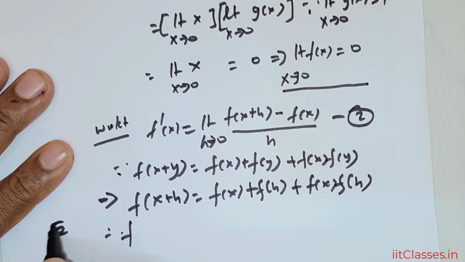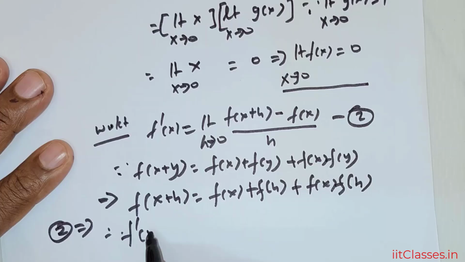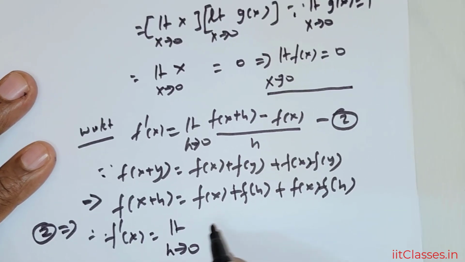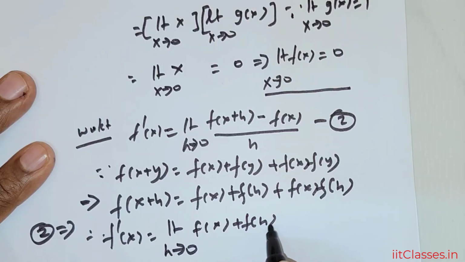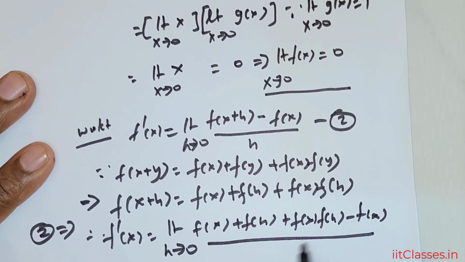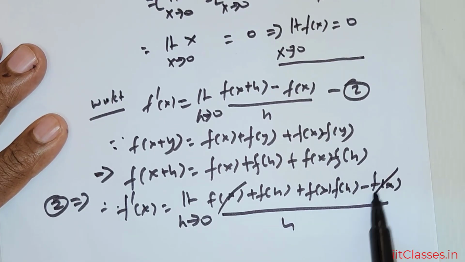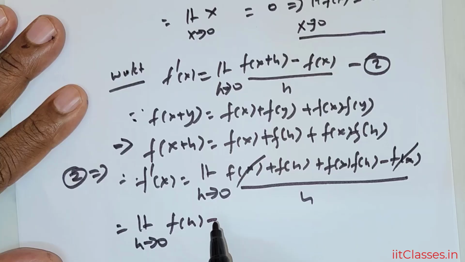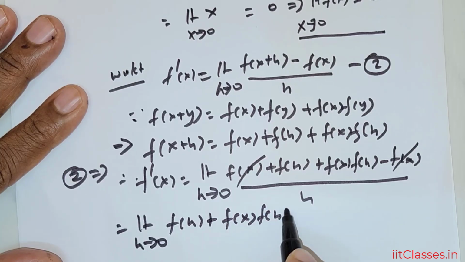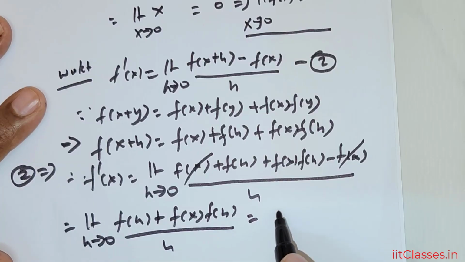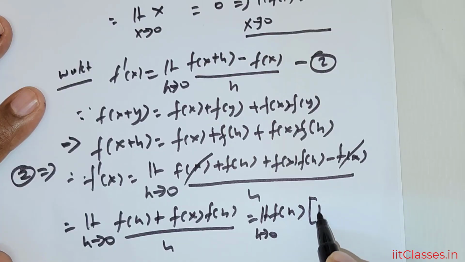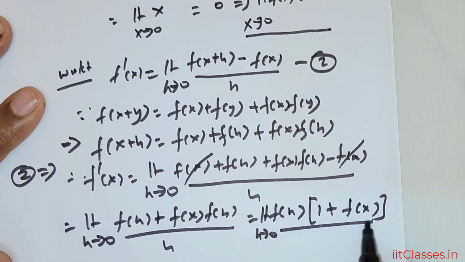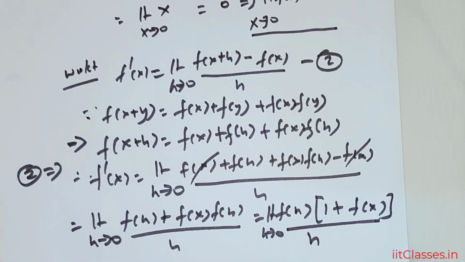therefore 2 would result in f'(x) being equal to the limit as h tends to 0 of f(x) + f(h) + f(x)f(h) minus f(x), over h. Now f(x) and minus f(x) get cancelled. This in turn would give you the limit as h tends to 0 of f(h) + f(x)f(h), divided by h. You take f(h) out. So this is going to be the limit as h tends to 0 of f(h) times (1 + f(x)), divided by h. So this is what you've got.